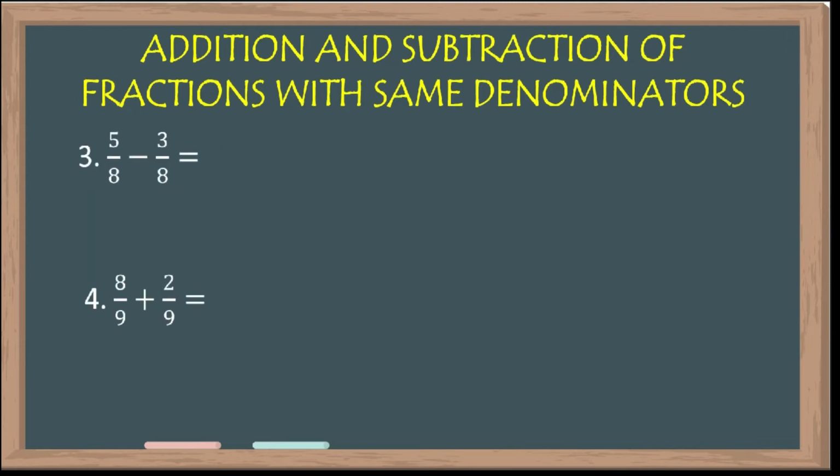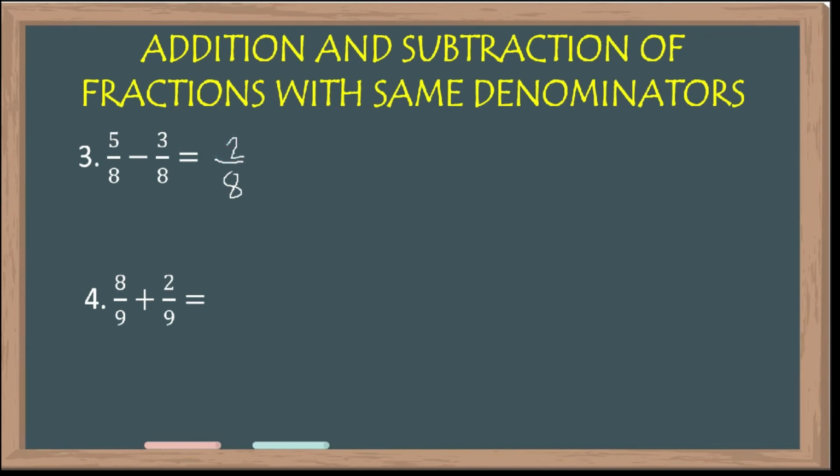Now, let's have 5/8 minus 3/8. So, as you can see, meron tayong same or like denominators. So, copy yung ating common denominator. And subtract the numerators since subtraction ng ating operation. 5 minus 3, that is 2.